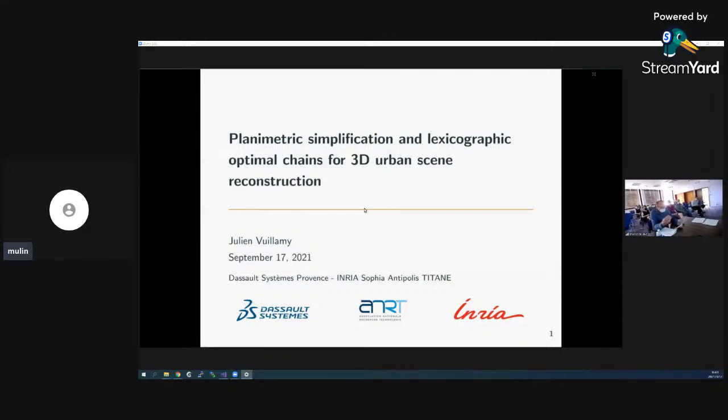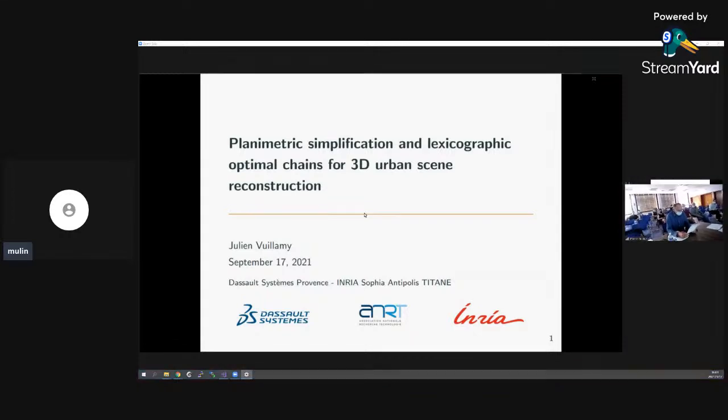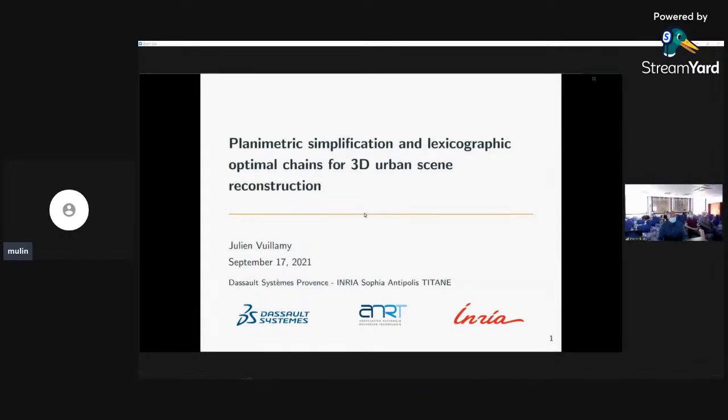And next persons are the advisors of the thesis. So David Cohensteiner from here, Florent Lafarge, Pierre Allier, and André Liotier from Dassault Systèmes. Okay, so thank you for coming, and Julien, it's your turn, so please.